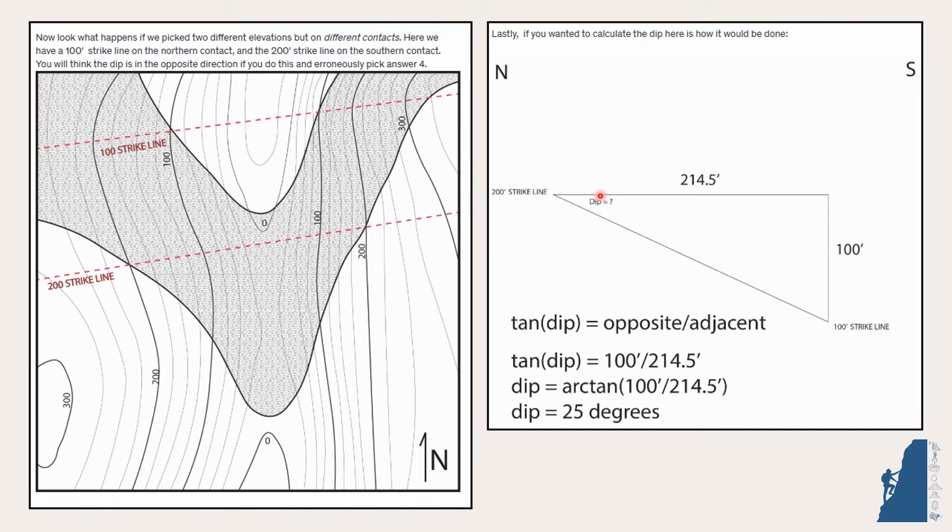So remember, don't overcomplicate things. Don't waste your time. Try to just reason things out initially. Make sure you're always picking your strike lines for strike and dip on the same contact. The only time that you really use both contacts is if you're trying to calculate a true thickness, which I'll be doing in a future video.